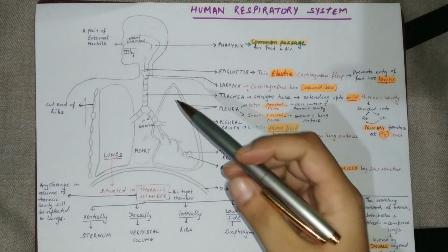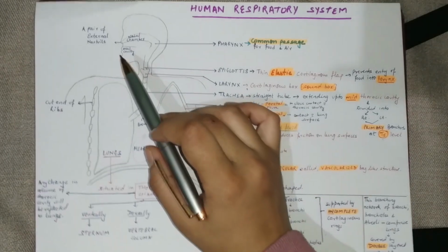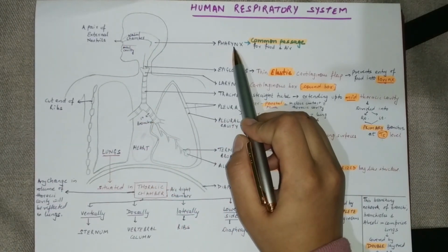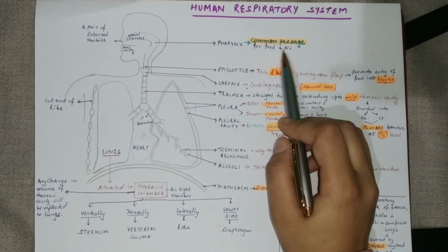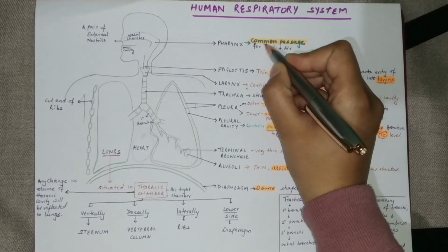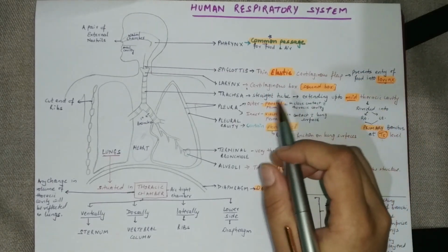So let's begin. Our respiratory system begins with air entry through a pair of external nostrils, which open into the nasal chamber, which further opens into the pharynx. Pharynx is a common passage for both food and air because the oral cavity also opens into it. So this becomes a potential question: common passage. This point is to be noted very carefully.